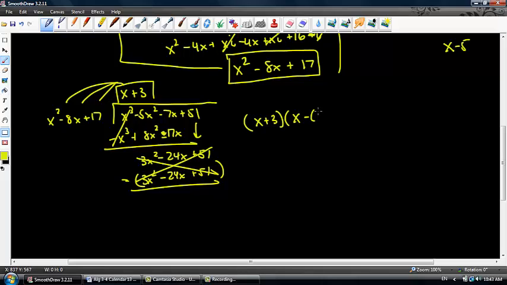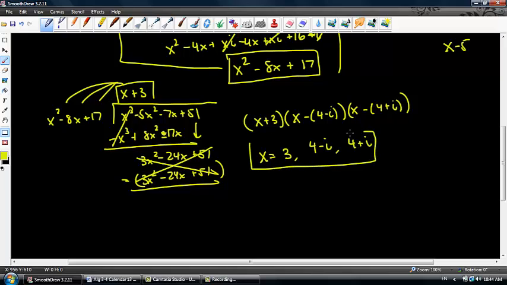x minus 4 minus i was one of my factors. And x minus 4 plus i was one of my other factors, which means that my zeros are going to be x equals 3, and then 4 minus i, and 4 plus i. Those are your 3 zeros for this polynomial.